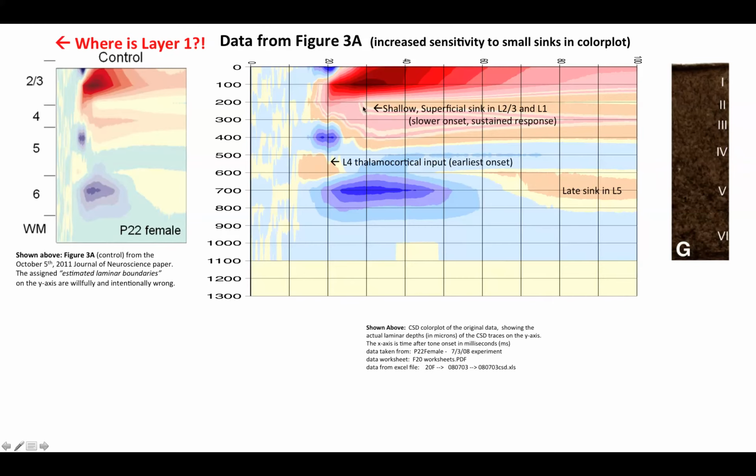This is the activity up in layer 2, 3 with a layer 1 sink. And here's activity in layer 5. And of course, this is the canonical cortical microcircuit. You have activity starting in layer 4, going up to layer 2, 3, going down to layer 5.